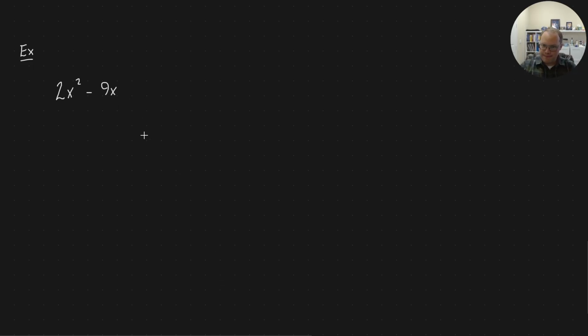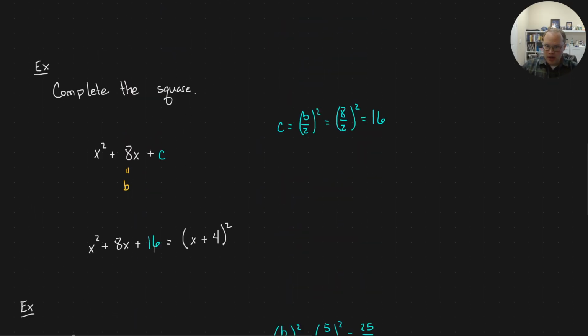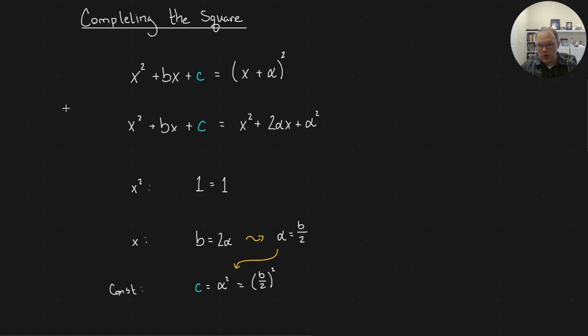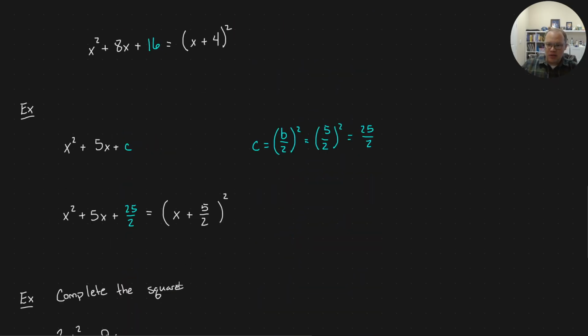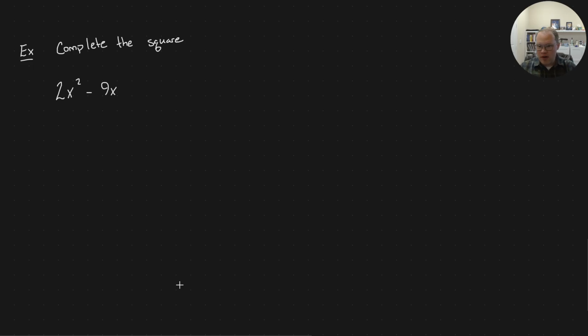Okay, we want to complete the square here. Now, this one's a little different because the guy in front of the x squared is not a 1. If you go back and look at our original work, we assumed that this guy in front was a 1. But that's easy enough to fix. If the number in front of x squared isn't 1, the very first thing we need to do is make it a 1. So what we're going to do is factor out that 2.